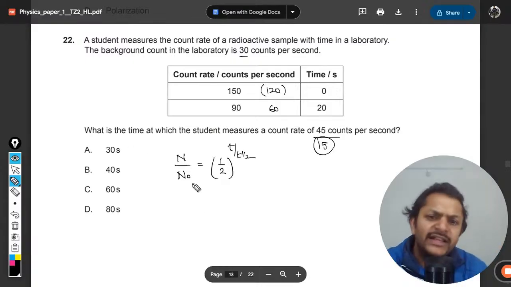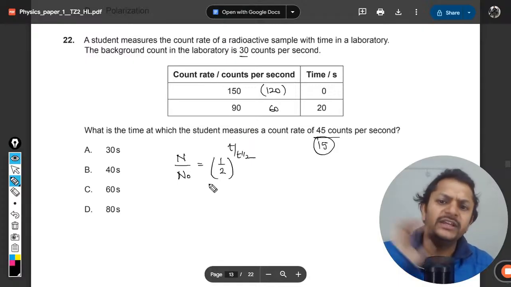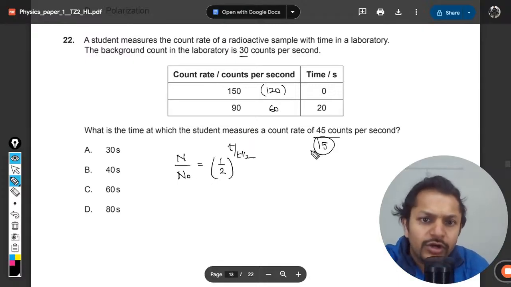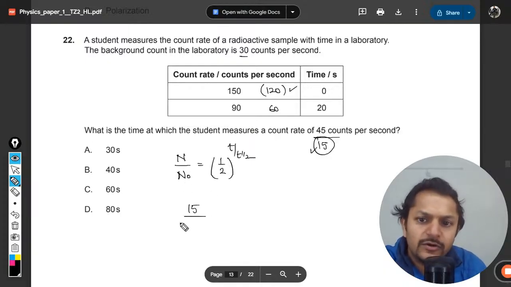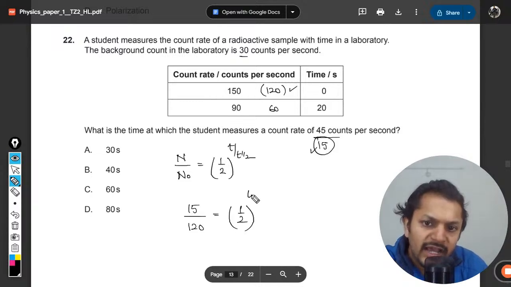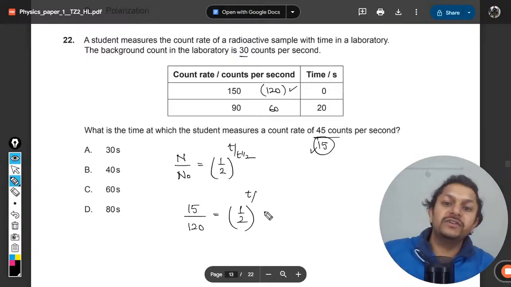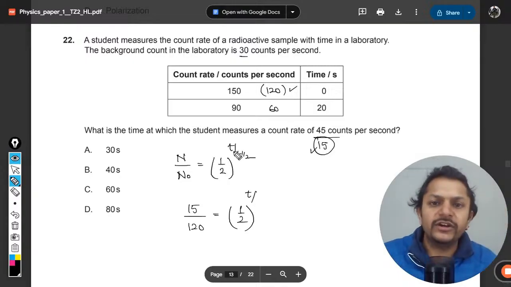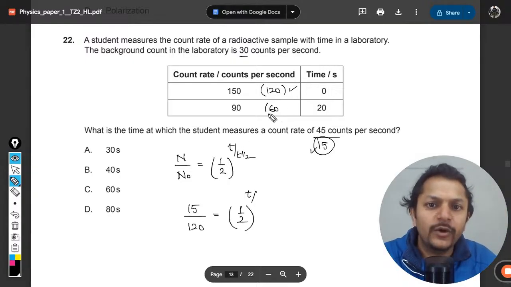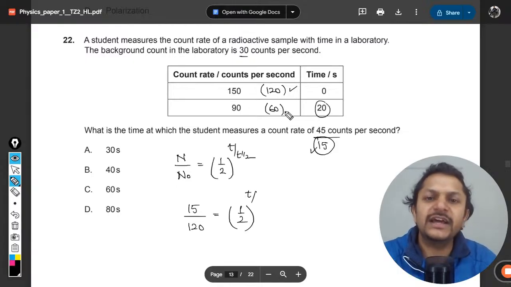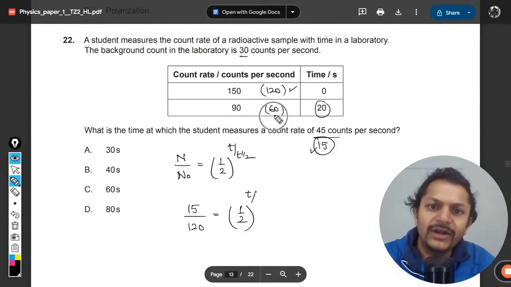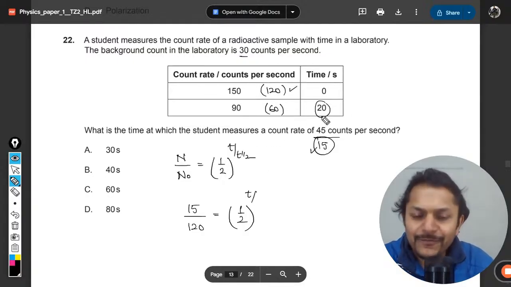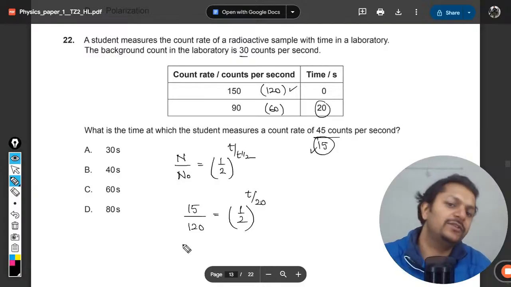But till then, if you have not done it, I will do it here. So n, you want it to be 15. N naught, you started with 120. Time you want to find, and half-life is not given. But be very careful here. You started with 120 and now it is 60. It clearly shows that 20 is the half-life, isn't it? Because it was 120, now it is 60. So 20 is the half-life. So 20 seconds, it will be written like this.